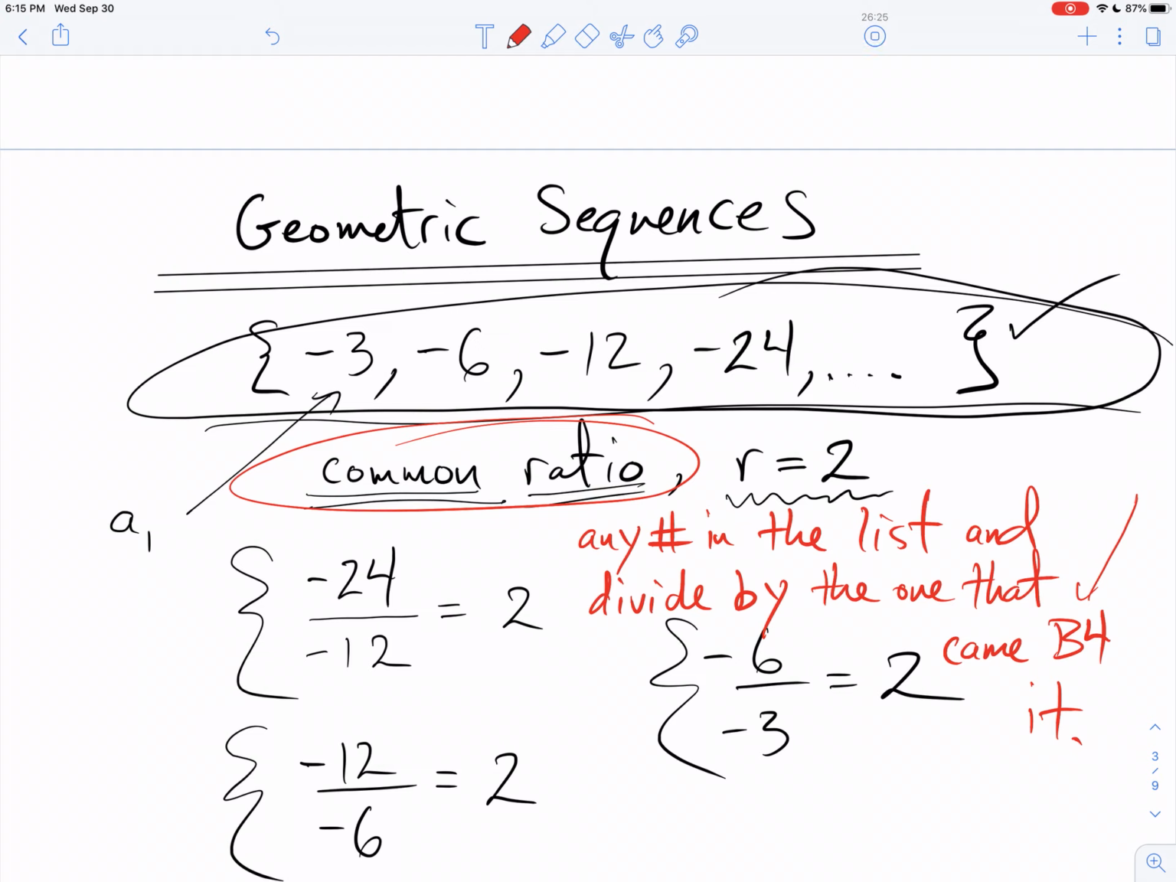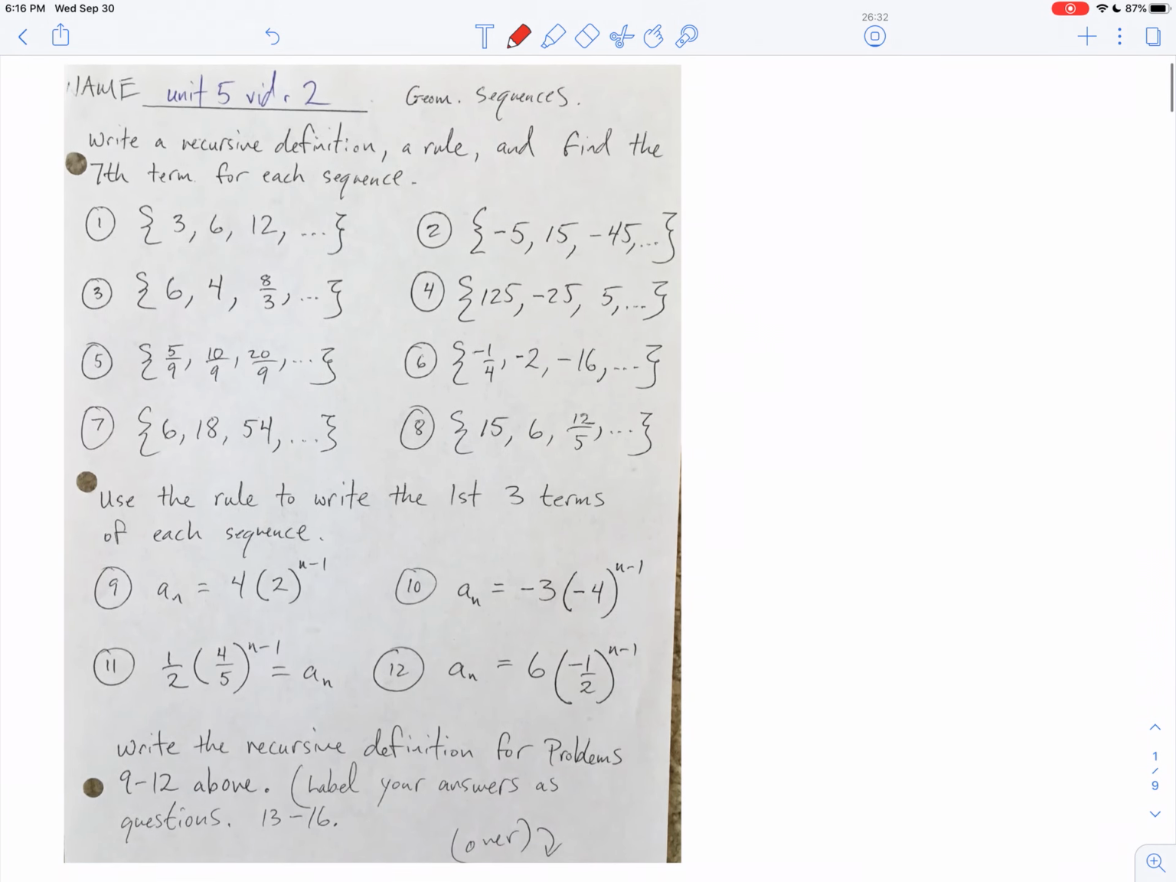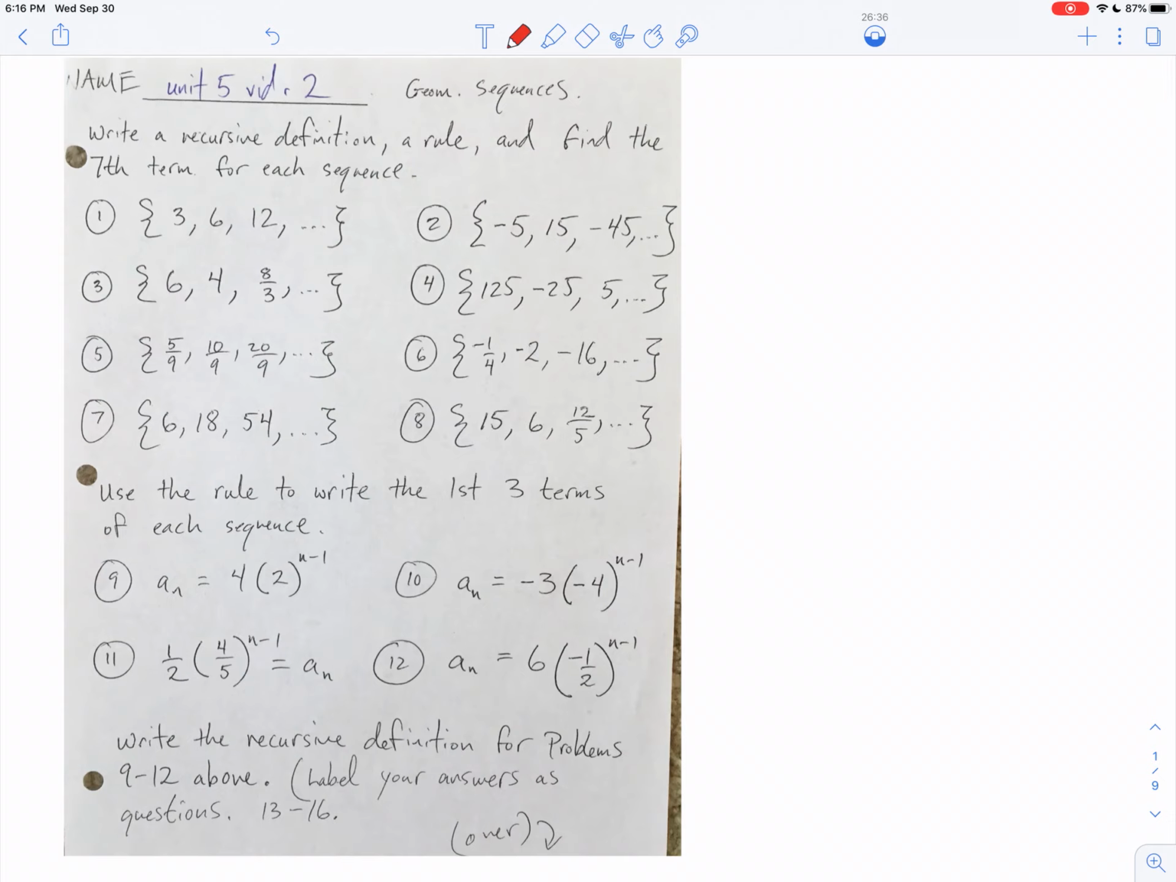Anyway, there we go, guys. You ready? Let's take a look at what we have to do. Geometric sequences, Unit 5, Video 2. Here's the practice problems I want you to do. Write a recursive definition, a rule, and find the 7th term for each sequence. So right here, I just said, let's practice the basics. Write a recursive definition, a rule, and find the 7th term.